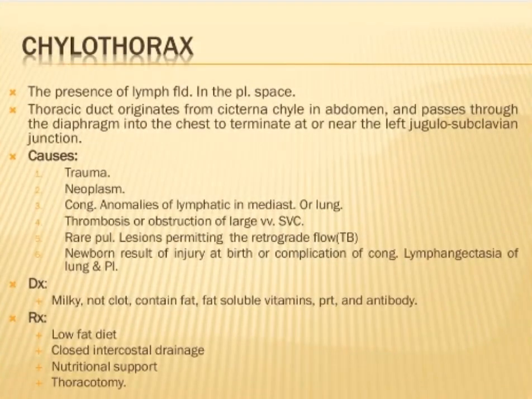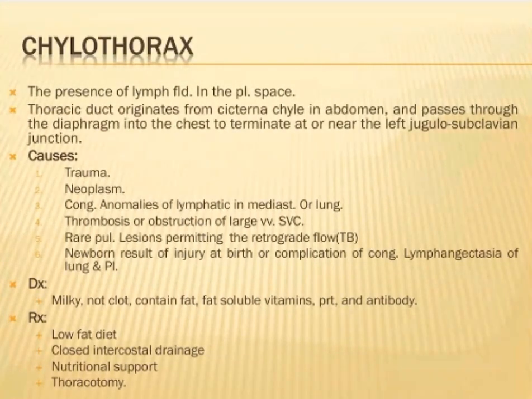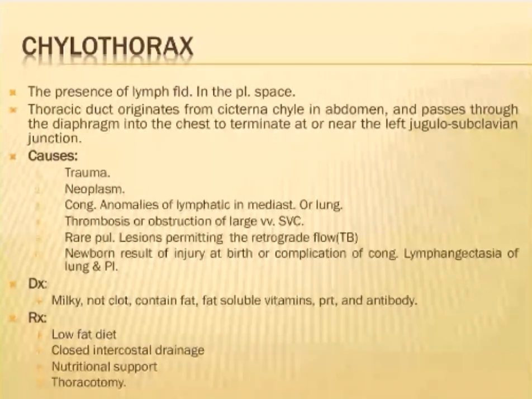Now, another pathology we have in the pleura is chylothorax. Chylothorax is accumulation of lymphatic fluid in the pleural space. The thoracic duct originates from the cisterna chyli in the abdomen, passes through the diaphragm with the aorta at the level of T12, and goes to the chest to terminate near the left jugular subclavian junction vein. And what are the causes of this chylothorax?